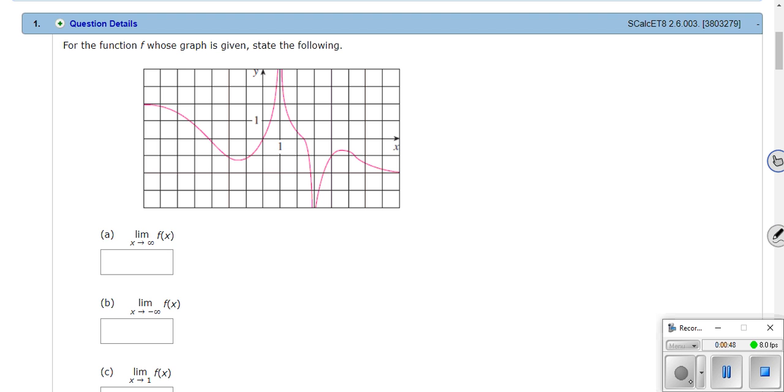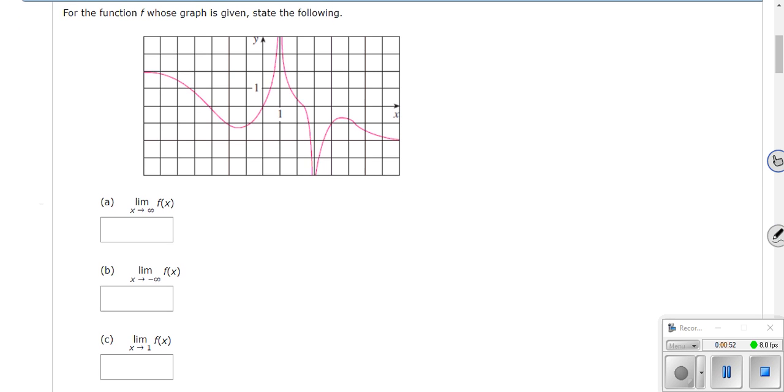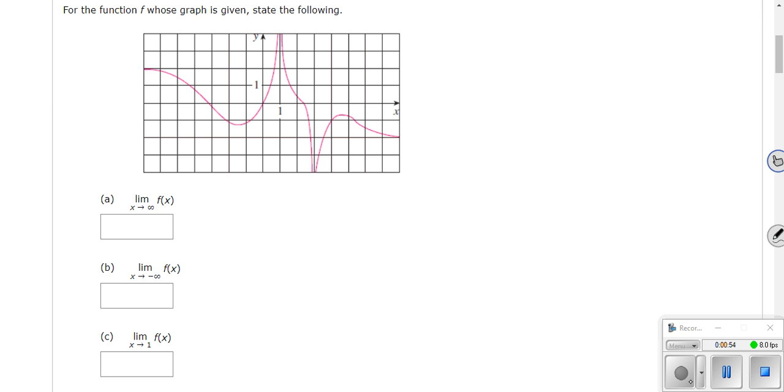First of all, this graph says, for the function f whose graph is given, state the following. First, the limit of f of x as x approaches infinity. Again, I don't like that you can hardly see the x and y axis. This is your y axis, sorry. This is your x axis. I hate that they don't bold those in.